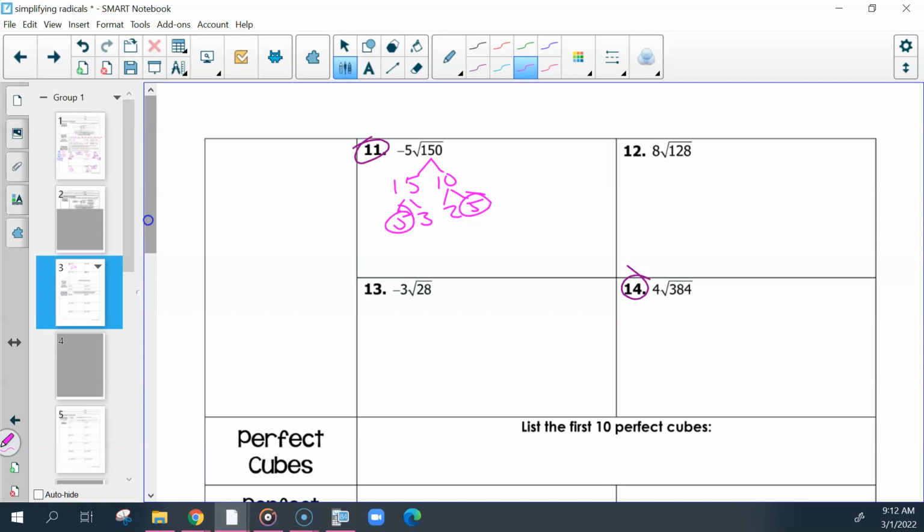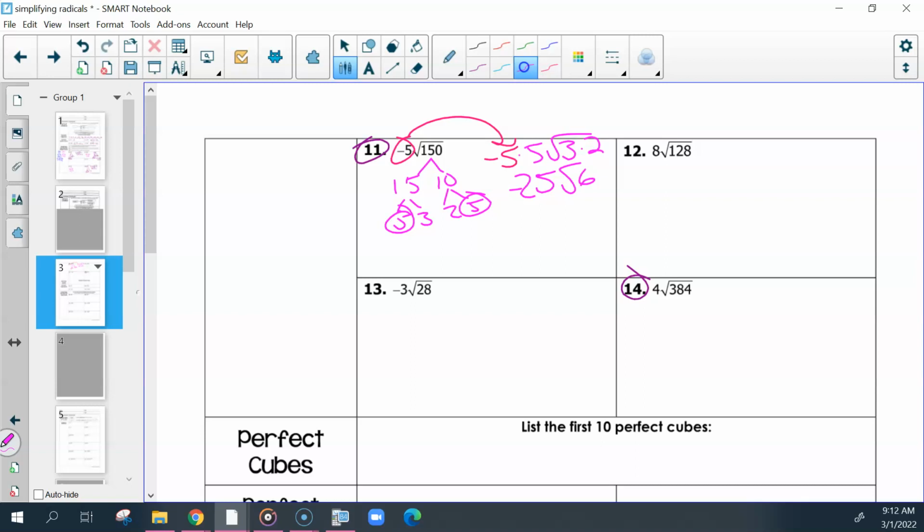So we have the negative 5 that was already there. That's going to stay on the outside. And then we have the 1 pair of 5s that gets to come out. And then we have a 3 and a 2 on the inside. What is our final answer? Negative 25 times the square root of 6. Once you get the hang of this, it's not that bad. You just have to think of factors.